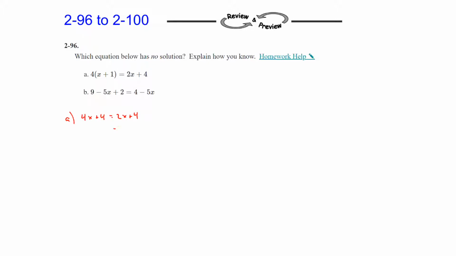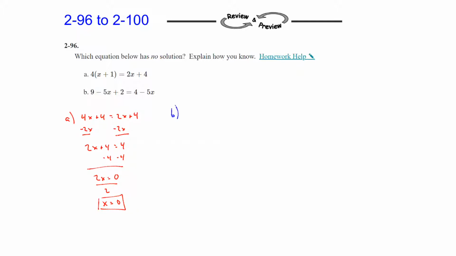Now on this one, we're going to notice that when we go to subtract the x term, we know we're going to get a solution because we're left with 2x plus 4 equals 4. So our variable didn't cancel out. Now if you want to go ahead and finish solving it, that's perfectly fine, just to verify what we're thinking here. We do get an answer of 0, but that is an answer, and that's perfectly fine. So it must be B.